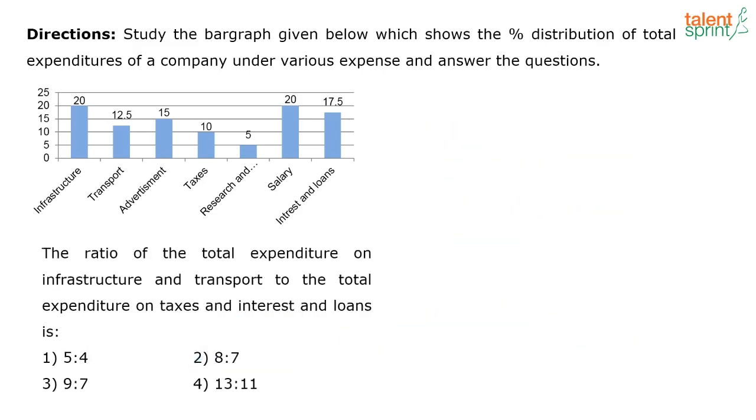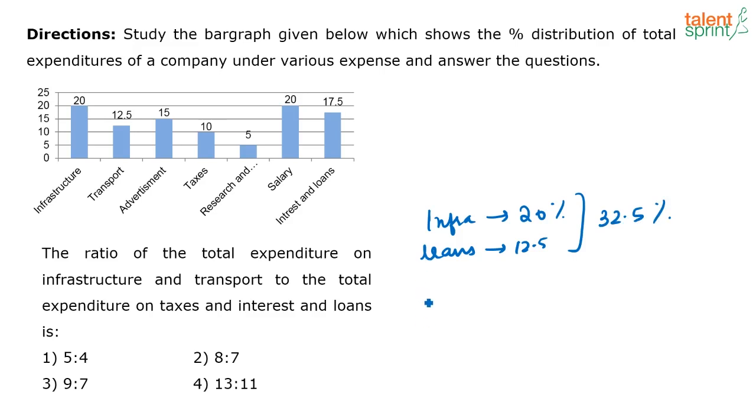Okay. Next question. The ratio of expenditure on infrastructure and transport to the total expenditure on taxes and interest and loan is dash. So infra is how much? See, infrastructure is 20%, correct? Transport is how much? Transport is 12.5%. So put together these two account for 32.5% of the total expenses.